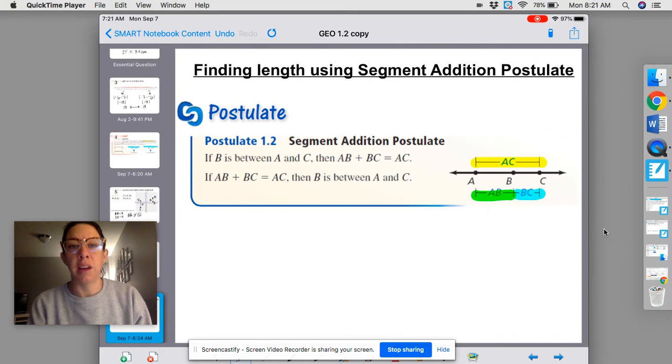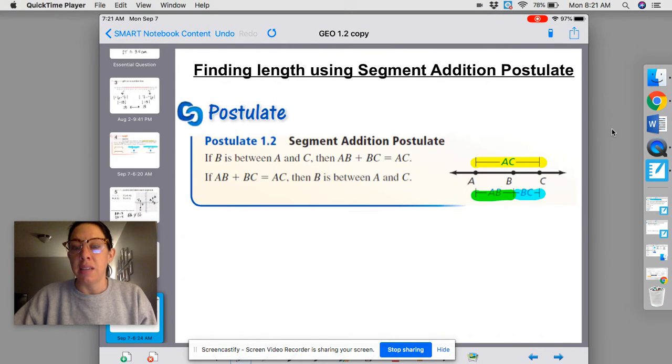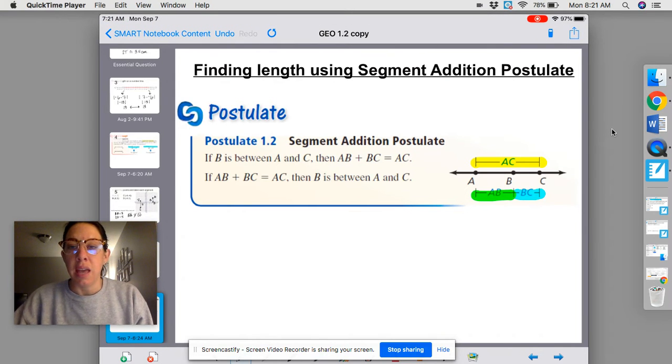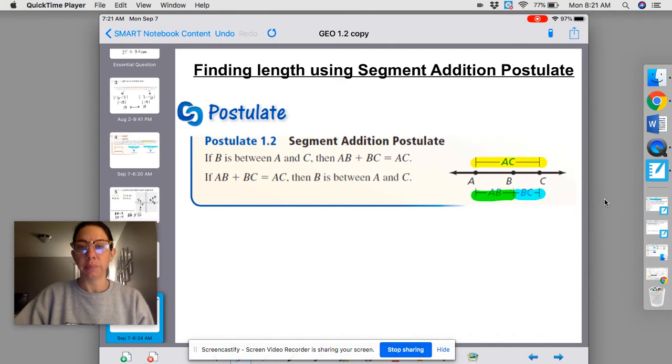Now we're going to be using the segment addition postulate to find length. What the segment addition postulate is, it takes little pieces of a segment and adds them together and sets them equal to the length of the longer segment. So in this image here, you see I actually have three little segments, segment AB, segment BC, and then together it creates segment AC. So we're going to be adding these little parts together to create a whole, or longer, segment.